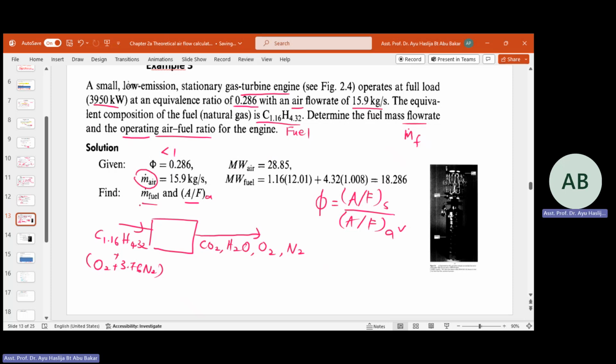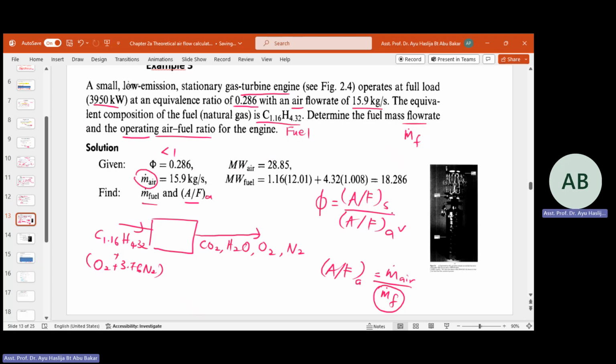Now to get the M fuel, we know that AF adalah M air over M fuel. So ini dalam rate, both will be in rate lah. So kita kena cari the AF actual first untuk kita dapatkan M fuel over here. M air tadi dah given, which is 15.9. Kan?